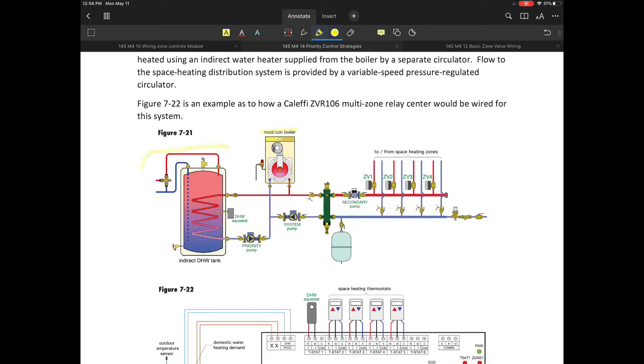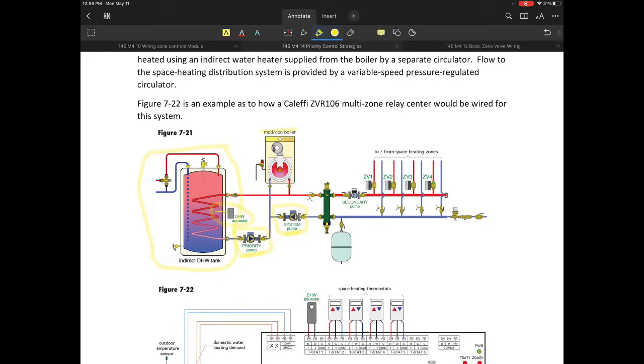In this diagram, we're looking at a typical modulating condensing type boiler application. This modulating condensing boiler application that we're showing is just an example, it doesn't have to be that. We are going to have a domestic water indirect hot water system that has its own thermostat that provides the demand. It's going to be using a circulator pump that's specific to that one.